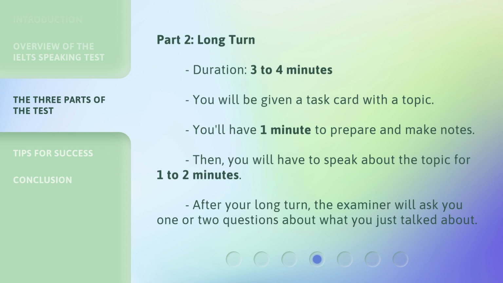Part 2. Long turn. Duration: 3 to 4 minutes. You will be given a task card with a topic. You'll have 1 minute to prepare and make notes. Then, you will have to speak about the topic for 1 to 2 minutes. After your long turn, the examiner will ask you 1 or 2 questions about what you just talked about.